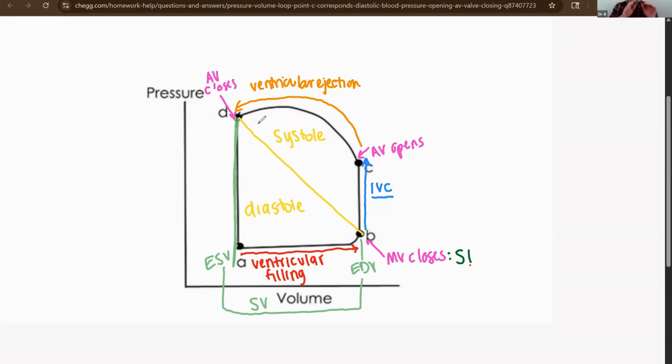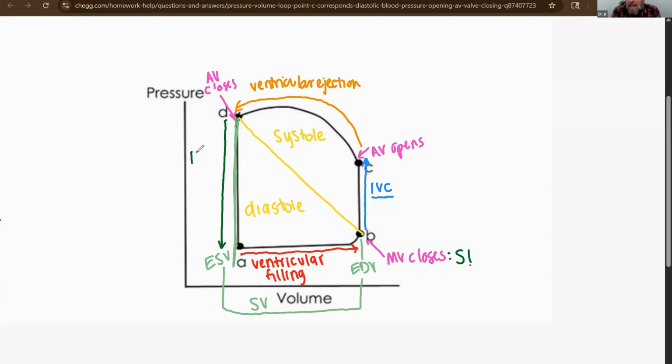In some texts, you will see it drawn exactly like Dom has it here because they're drawing attention to the fact that the difference between the ESV and the EDV is, you guessed it, stroke volume. That's the volume change in a single heartbeat, right? So from D to A, Haley, what's that phase, if you can talk? She can't talk, she's muted. I can talk. There we go. Isovolumetric relaxation, right? So this is where the heart is starting to relax.